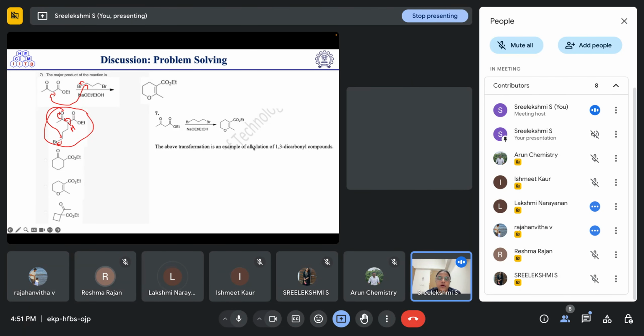So this is an example of alkylation of 1,3-dicarbonyl compounds. This is happening. The mechanism I have given here is the same as what we have explained.